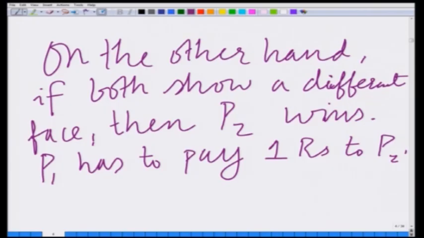So, let me just repeat the key idea. P1 and P2 have a coin each, they are free to show either face, a head or a tail, and if the face they show is the same, then P1 wins and P2 has to pay 1 rupee to P1. On the other hand, if they show different faces, that is, P1 shows heads and P2 shows tails, or P1 shows tails and P2 shows heads, then P2 wins and P1 has to pay 1 rupee to P2. All right.